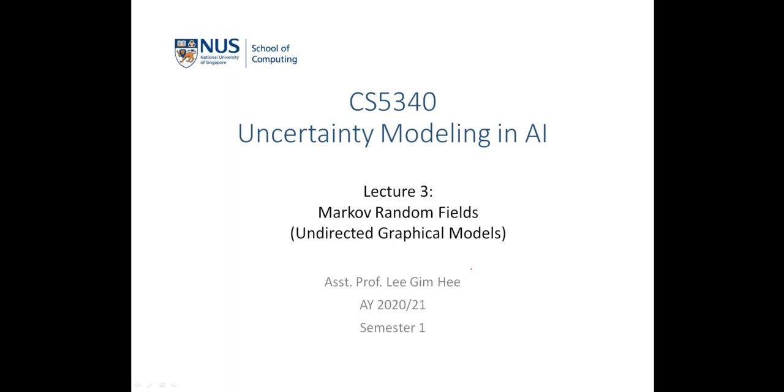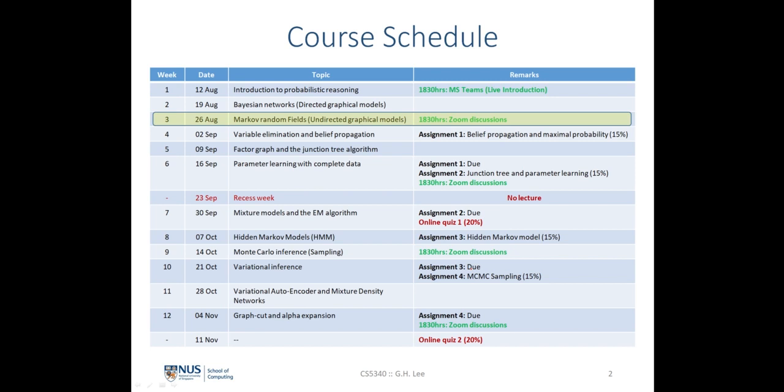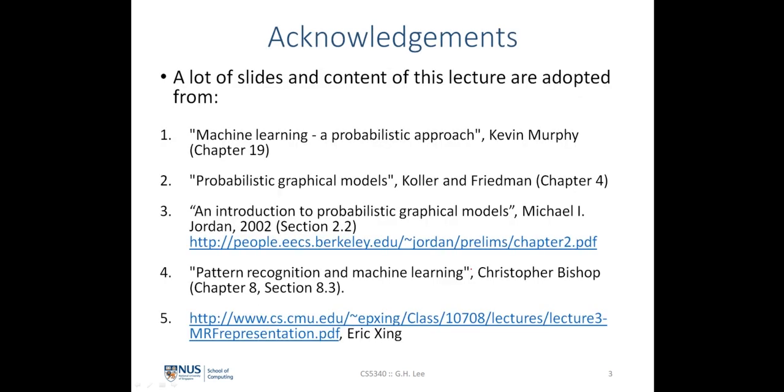Hello everyone, welcome to the lecture on uncertainty modeling in AI. Today we are going to talk about Markov random fields, otherwise known as undirected graphical models. Of course, I didn't invent any of today's material.